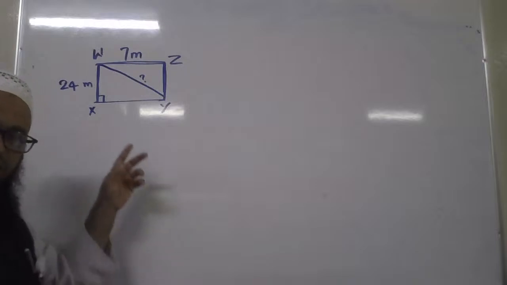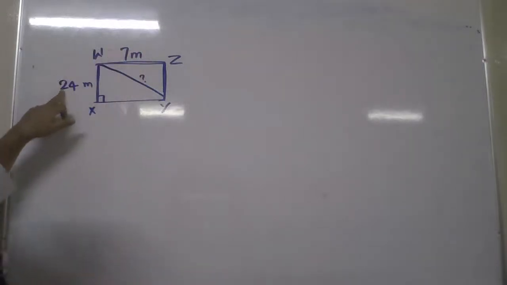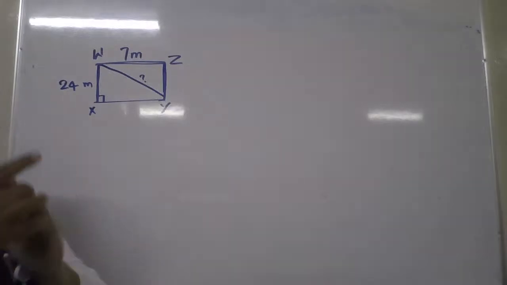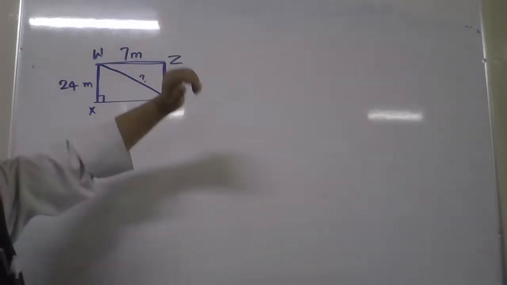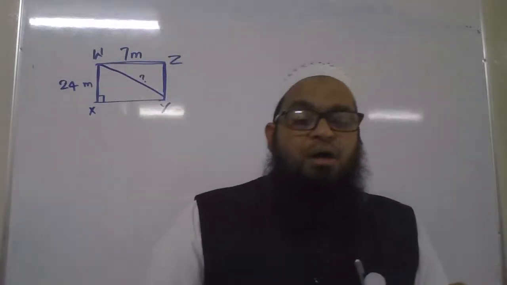See, actually the ratio doesn't work like this. 24 is longer, right? So it will be 24 and 7 will be here. Nothing happens. If we change the names of the vertices, it will be fine. But let us see the concept.